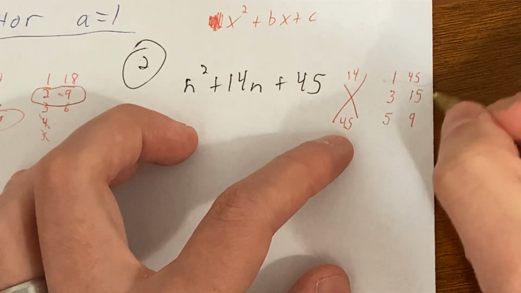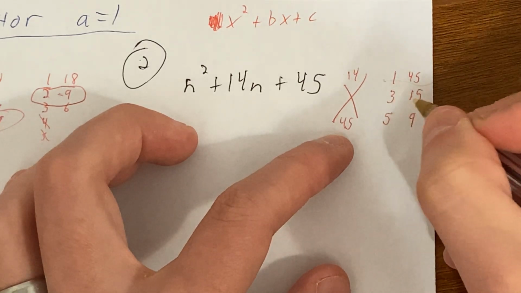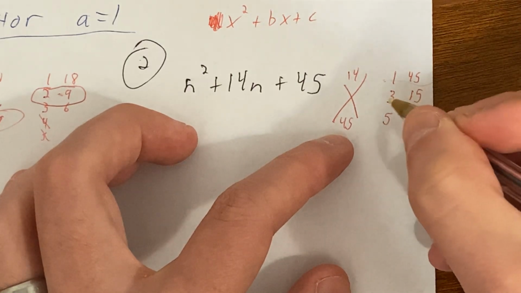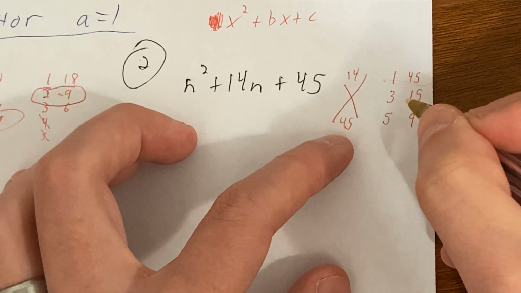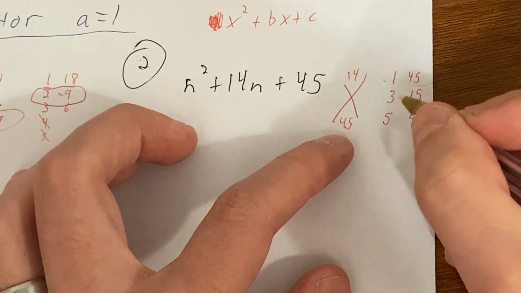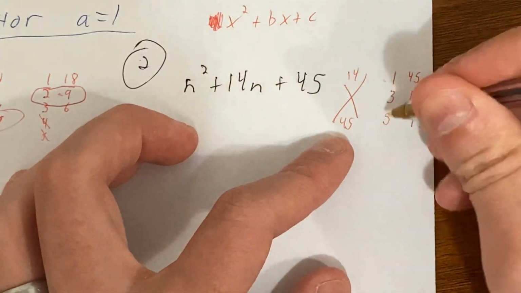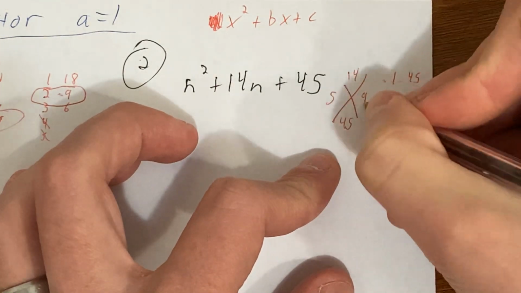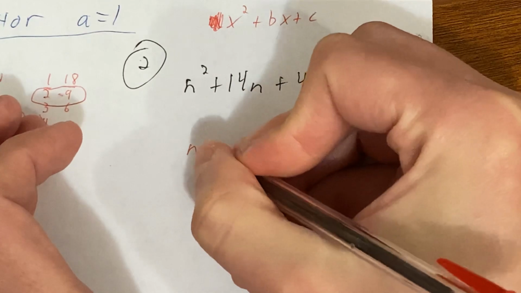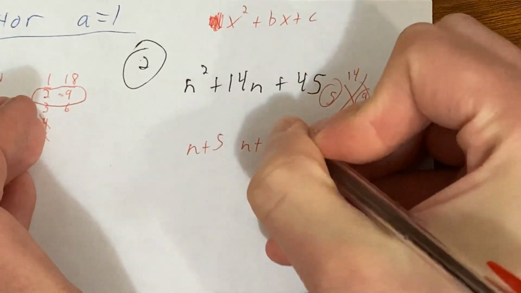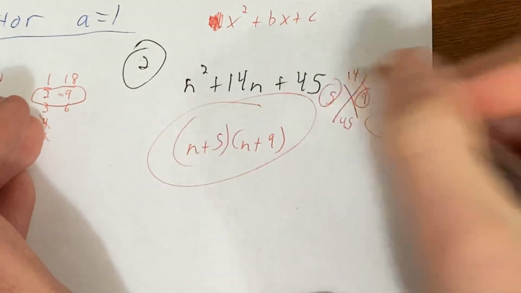So this one definitely not. 3 and 15 can get you 12 if you subtract them, or 18 if you add. But it looks like it's going to be 5 and 9. 5 plus 9. So 5 and 9. So n plus 5, n plus 9. There you go.